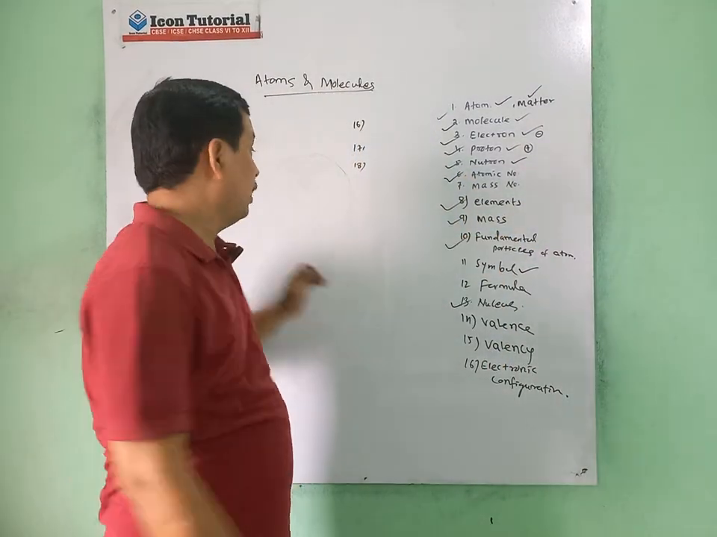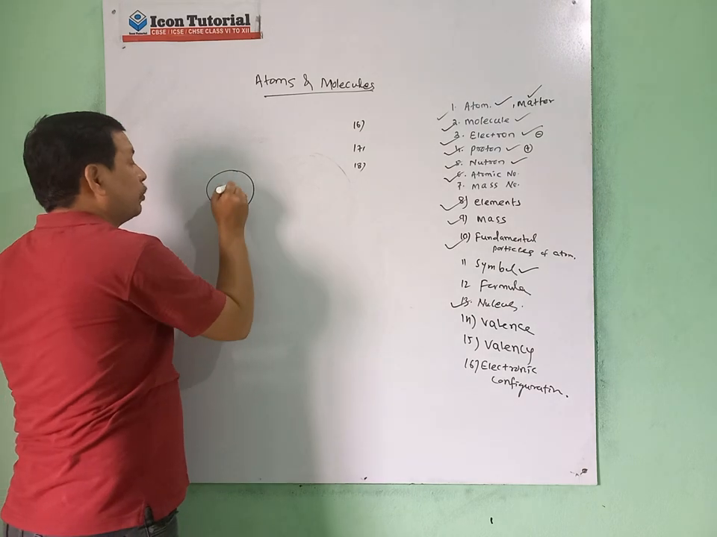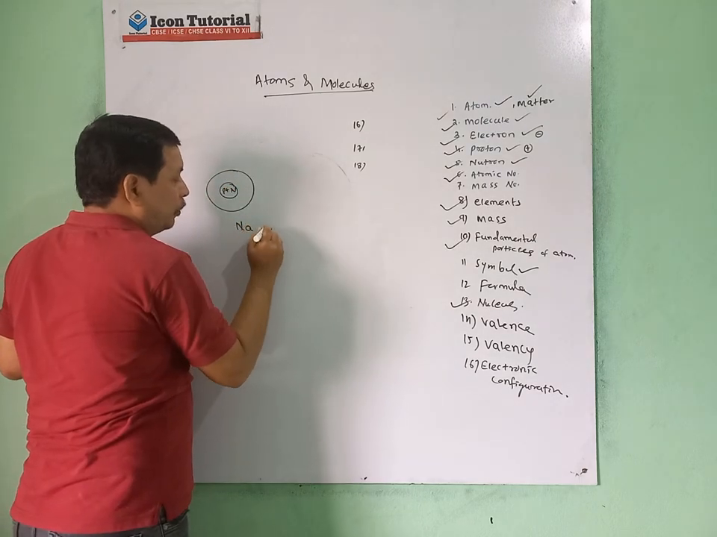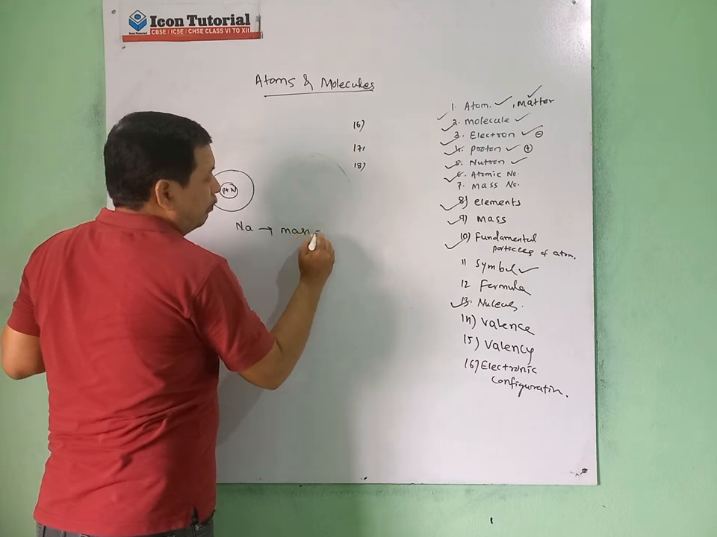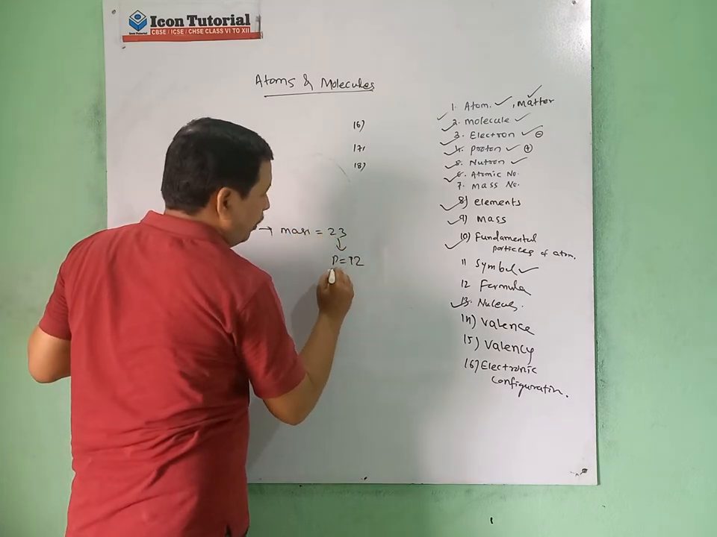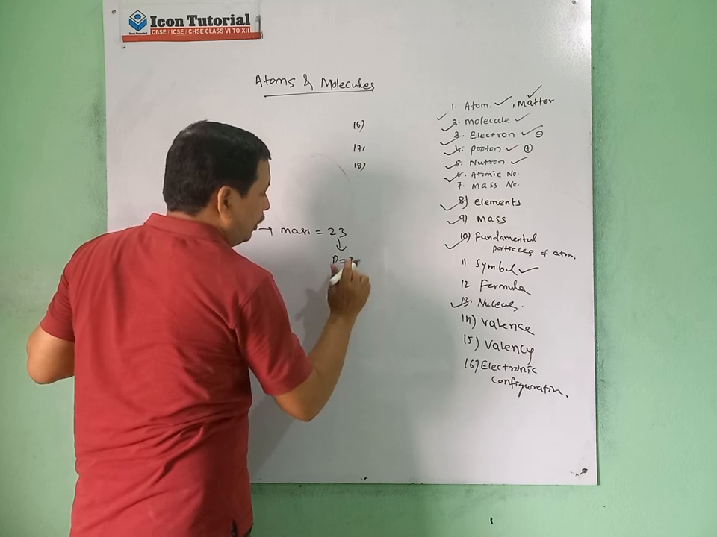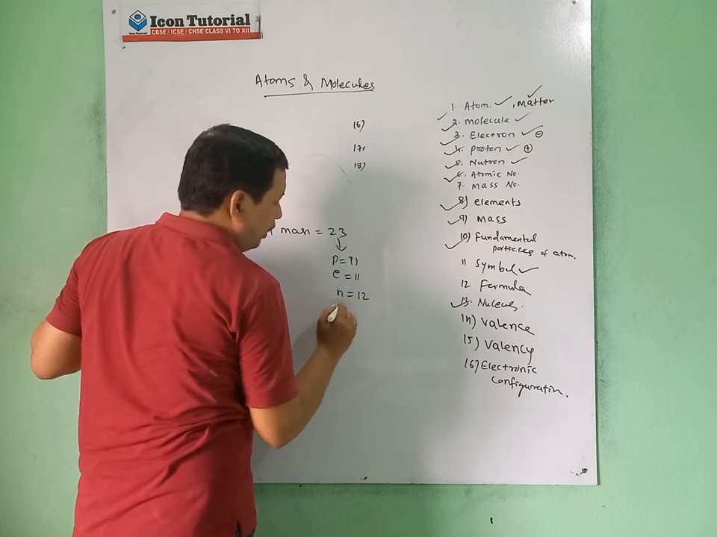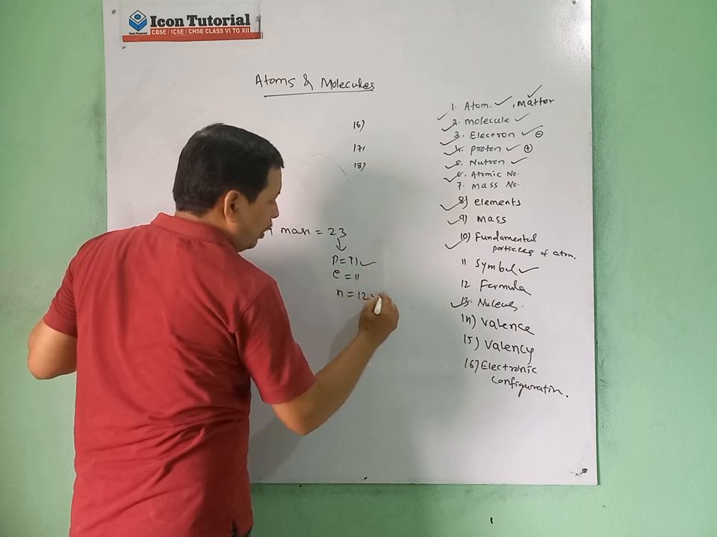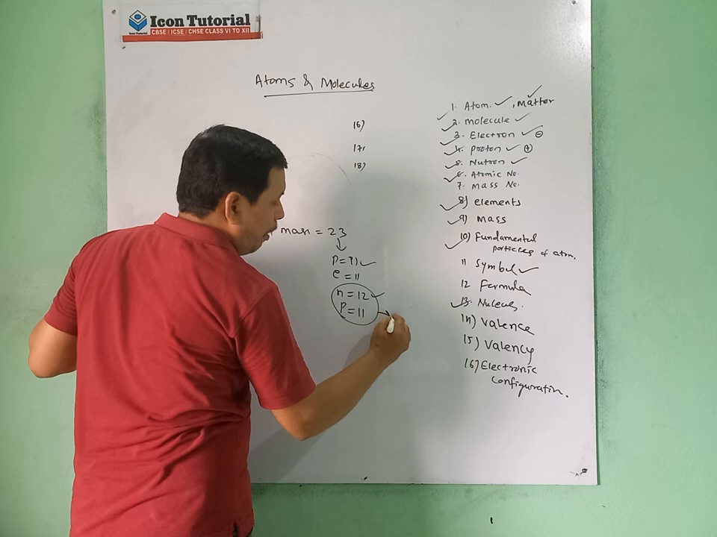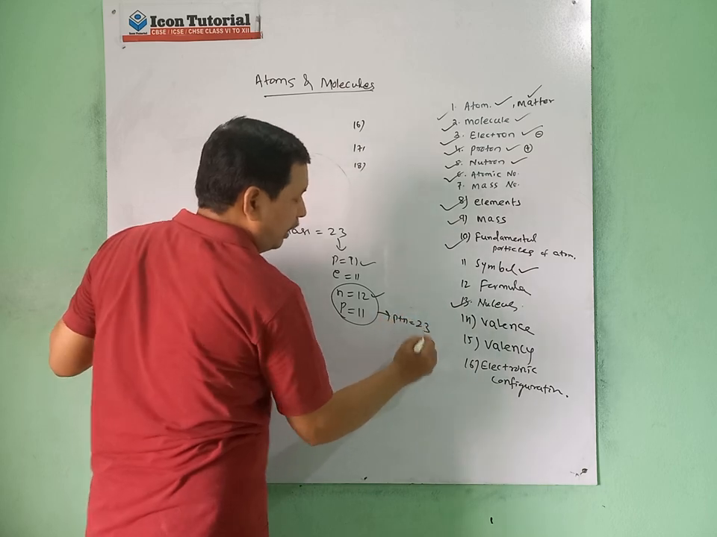Then mass number. Mass number is the proton mass, P plus N. So in sodium, mass is 23. Mass is 23 means proton 11, the electron also 11, neutron is 12, right? So proton P is equal to 11. But P plus N is equal to 23.